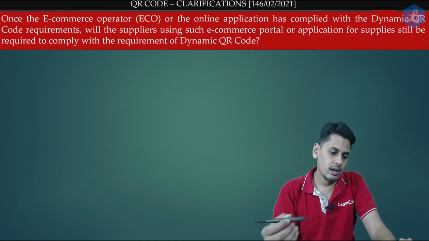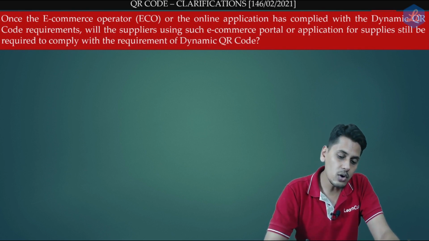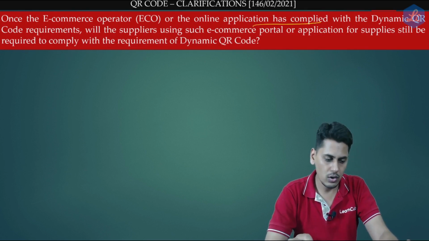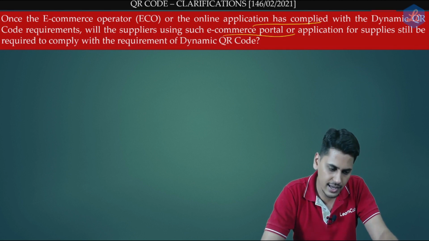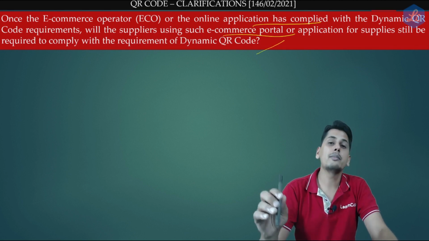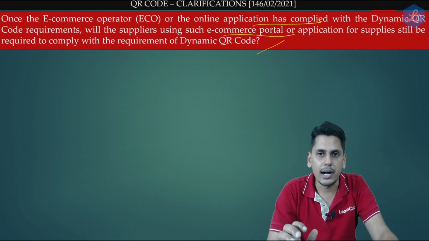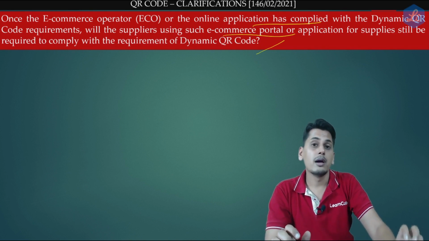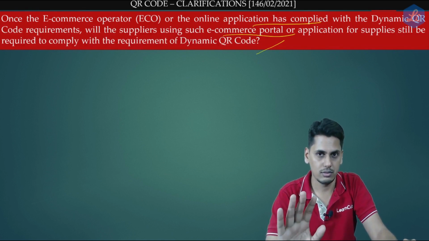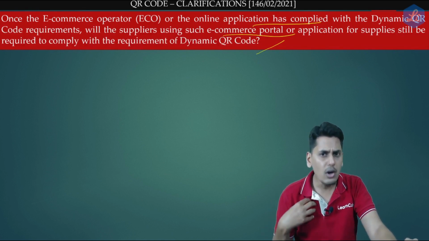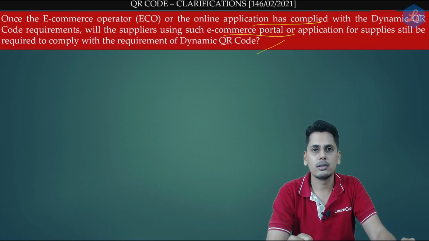Now friends, in case of an electronic commerce operator, when the goods are supplied through an ECO, once the ECO or the online application has complied with the dynamic QR code requirements, will the suppliers using such e-commerce portal or application for supplies still be required to comply with the requirements of dynamic QR code? So friends, what it is trying to tell: let's suppose I'm making a supply through Flipkart. If Flipkart is complying with the requirements of dynamic QR code, am I also required to comply? I repeat the question.